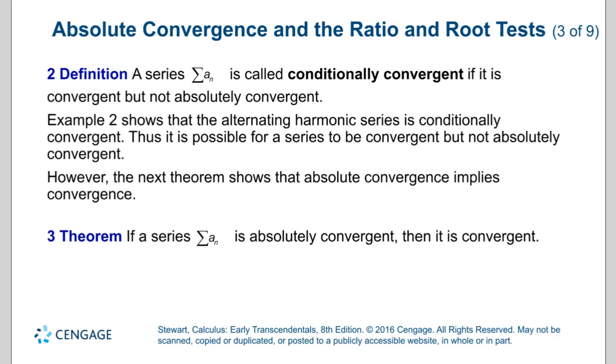The takeaway from this is if the series is absolutely convergent, then it's always convergent no matter what, whether it's the negative version, the positive version, or an alternating version of it. However, if it's conditionally convergent, it's only convergent in certain situations.